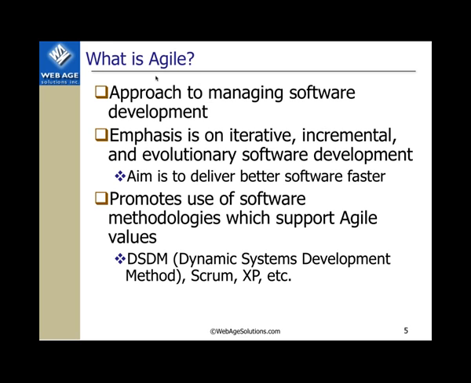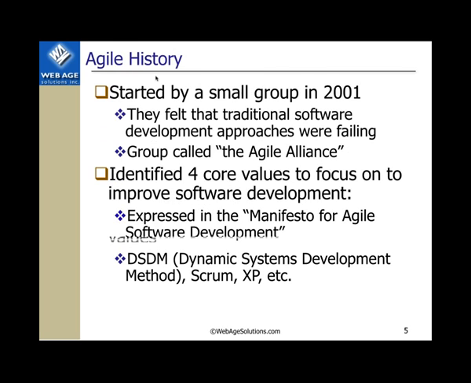And they all share a common aim. The aim is to be able to deliver better software faster. And Agile methodologies promote the use of software methodologies that support these Agile values. And again, there are many methods. People will be familiar with things like Scrum and extreme programming. And there are methodologies that are a little bit broader than that.